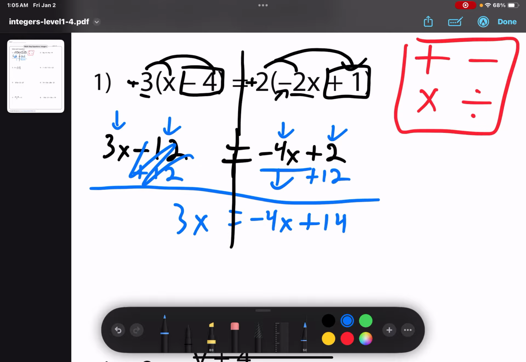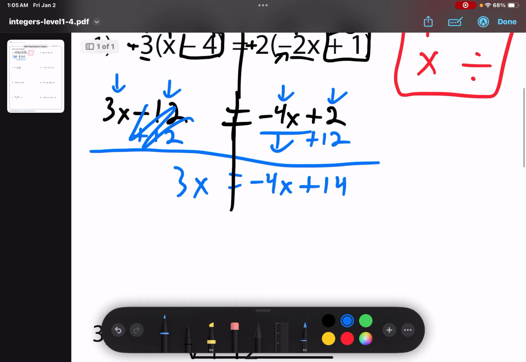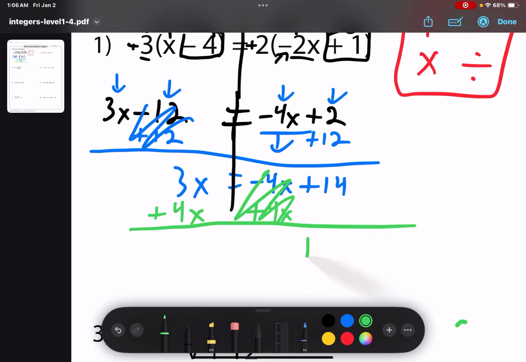3x. Now we got this. What we're going to do next, I'll write it in green, is we're going to get rid of this negative 4x with a positive 4x because that'll cancel out, and we're going to move it over here. This cancels out. Let's put a line. This plus 14, or positive 14, is just going to stay that. We're going to put down the equals. We can continue the line. And now 3x plus 4x is going to be 7x.